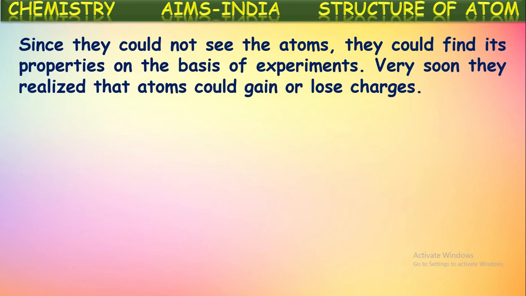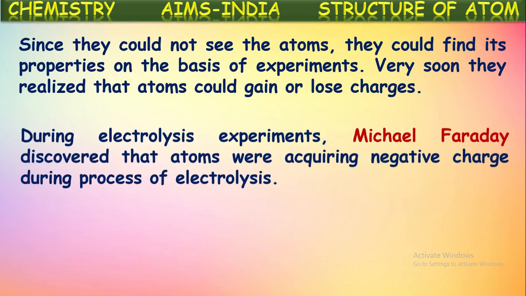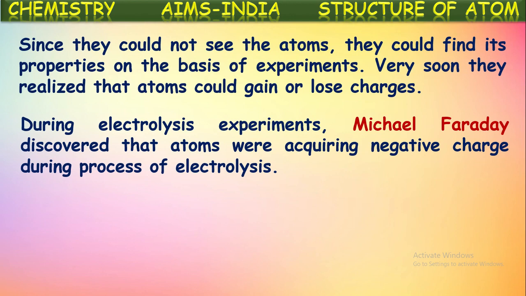Since they could not see the atoms, scientists found their properties on the basis of certain experiments. Very soon, they realized that atoms could gain or lose certain charges. During electrolysis experiments, Michael Faraday discovered that atoms were acquiring negative charge during the process of electrolysis.